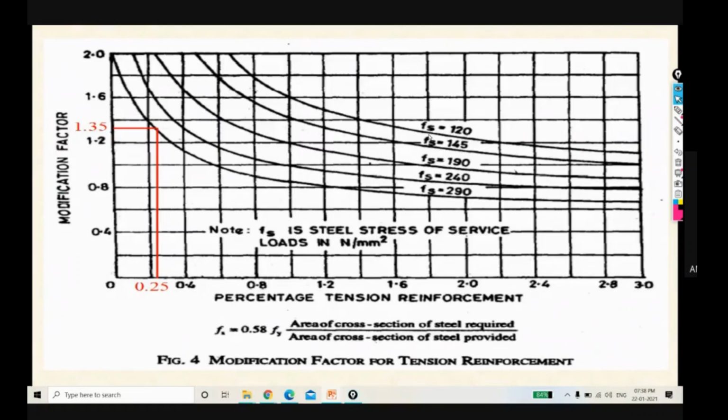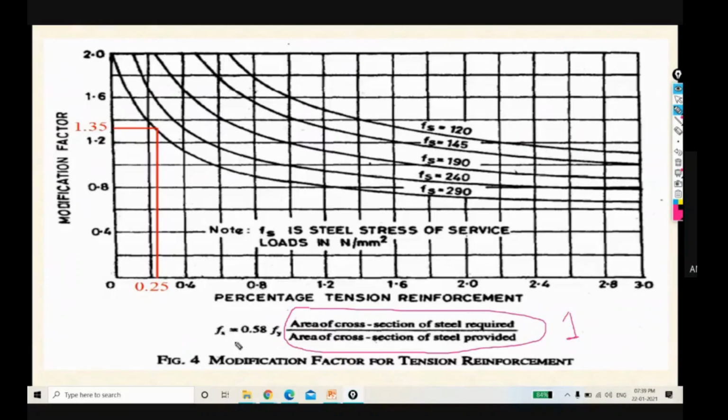And then how to calculate that Fs? The formula is also given over here. Fs equals 0.58 into Fy into the area of cross section of steel required divided by the area of cross section of steel provided, that is Ast required divided by Ast provided. Initially we are deciding the depth, and we don't have any provided or required reinforcement. So in that condition we will consider this ratio as 1, meaning both required and provided reinforcement are taken as 1.